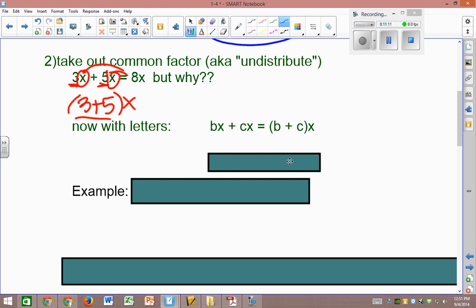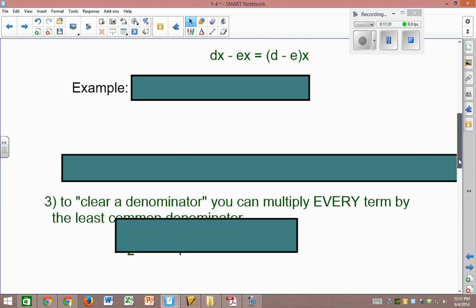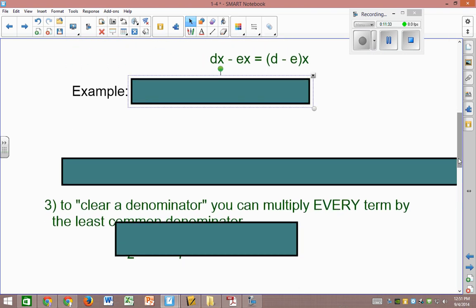Would it be wrong to write this? No. So you can put this undistributed term in the front or in the back. Doesn't matter. How about this one? Well, again, you have to take the x out, so it's d minus e in the parentheses, and then the x stays out. Okay, so let's actually go through and solve an equation that contains a situation like this.